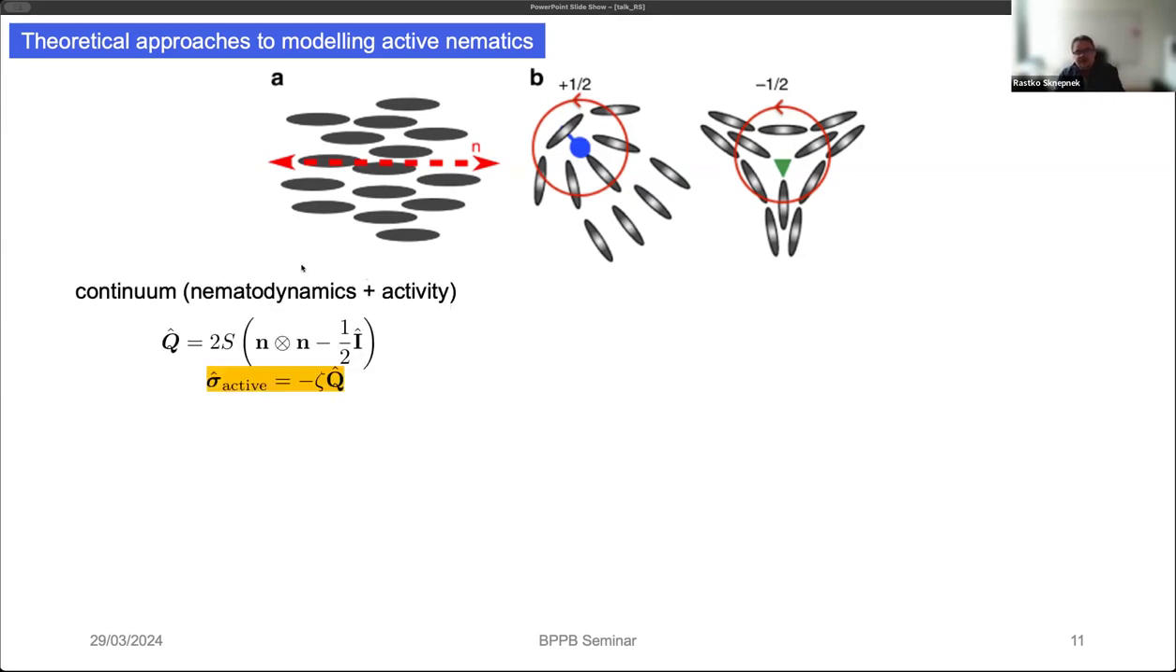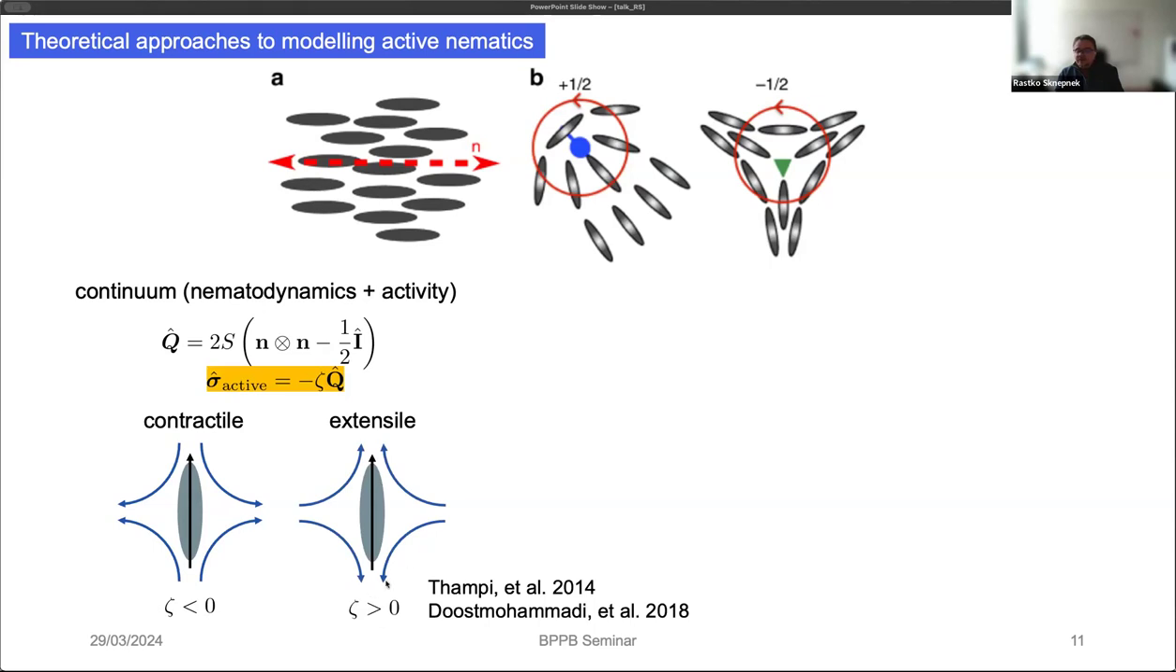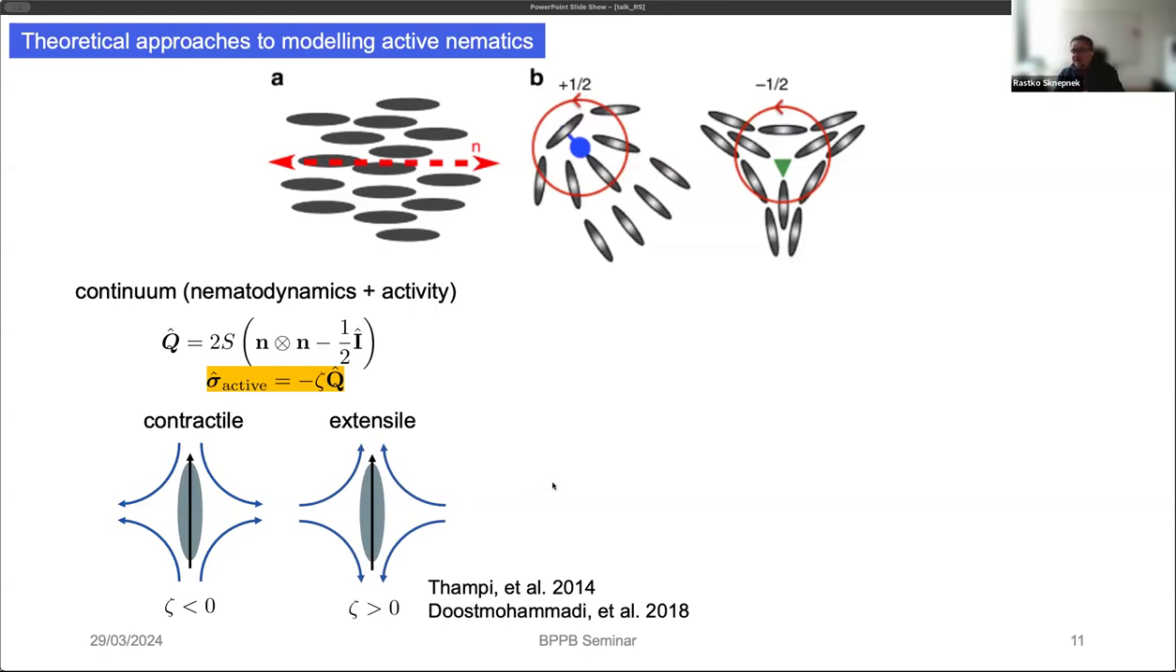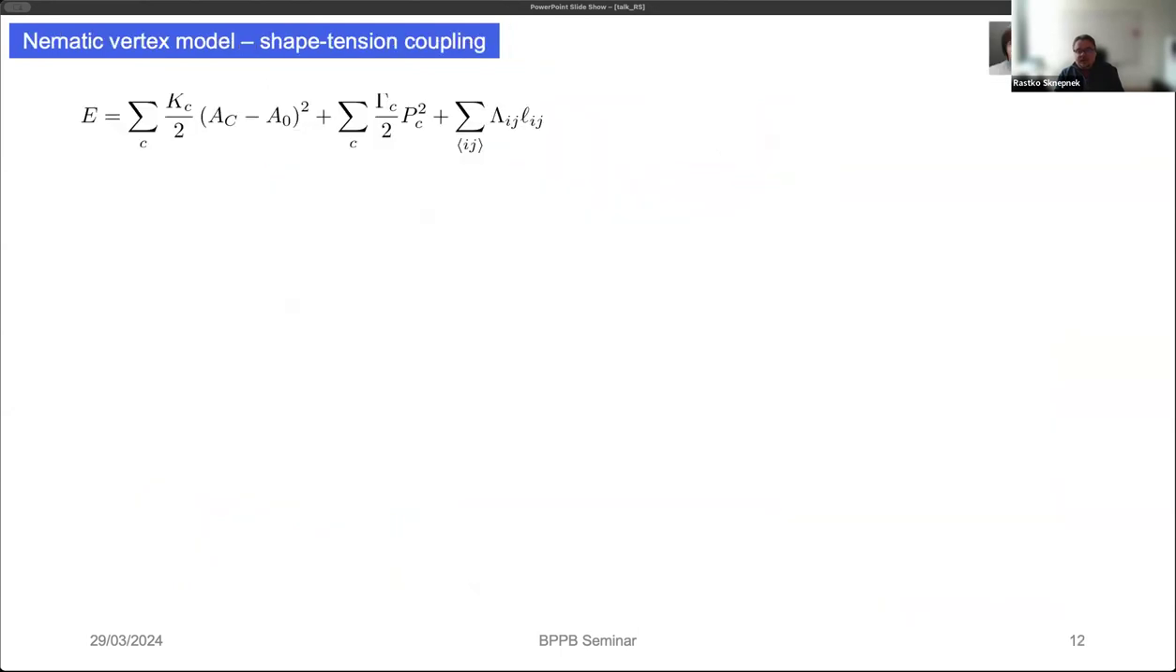Then one can actually write an order parameter, which is a tensor, which looks like something like this, and then postulate that this type of nematic order causes active stresses that are proportional to this Q tensor with some proportionality constant. Unfortunately, in the literature, there is disagreement about the sign. And I'm going to work in the sign where this zeta negative means contractile, and zeta positive means extensile. And this indicates what kind of flows these types of interactions are causing. Right? Okay, so let me then now try to incorporate such an effect into the vertex model.